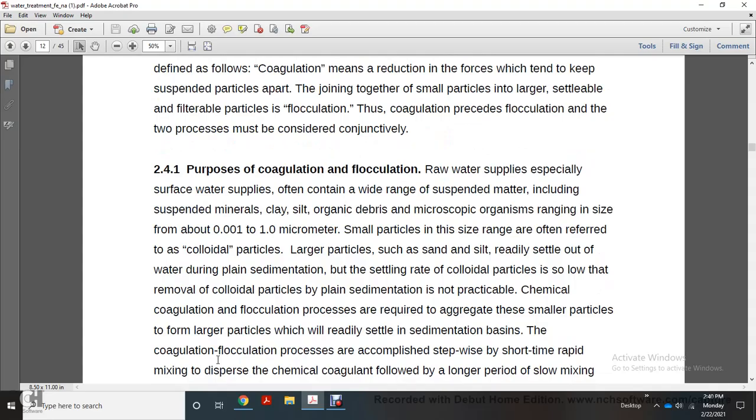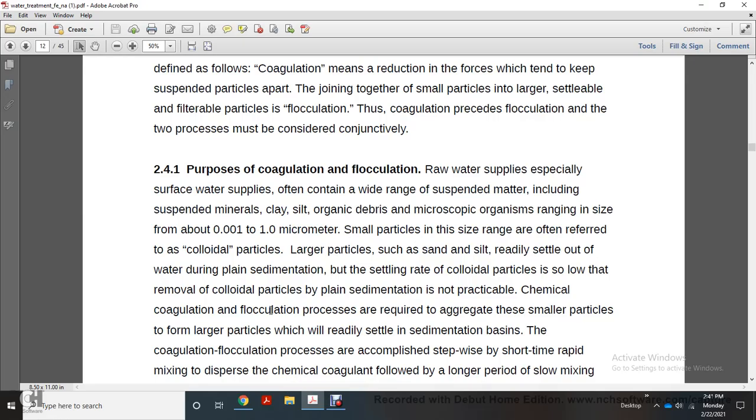Raw water supplies, especially surface water supplies, often contain suspended matter, including suspended minerals, clay, silt, organic debris, and microscopic organisms ranging in size from 0.001 to 1.0 micrometer. Smaller particle size ranges are often referred to as colloidal particles. Large particles such as sand and silt readily settle out of the water during plain sedimentation, but the settling rate of colloidal particles is low. Removal of colloidal particles by plain sedimentation is not practical.